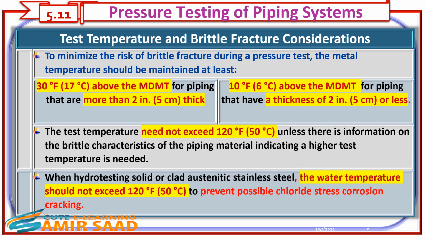When hydrotesting solid or clad austenitic stainless steel, the water temperature should not exceed 120 degrees Fahrenheit, to prevent possible chloride stress corrosion cracking.